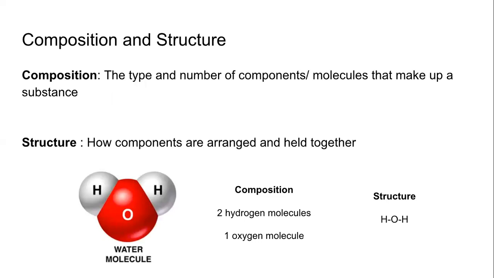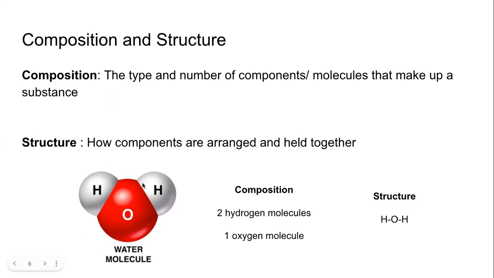First, we must define composition and structure, as that's something that we like to study in chemistry. Composition is the type and number of components or molecules that make up a substance. And then structure is how those components are arranged and held together. And there are two different things. We'll explore them using the molecule of water shown here.